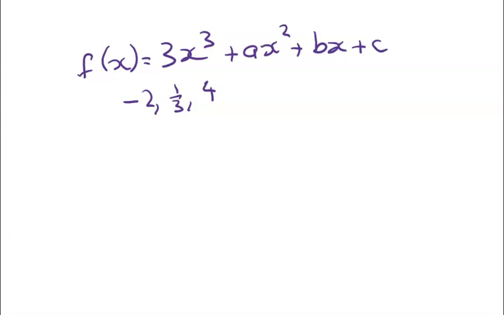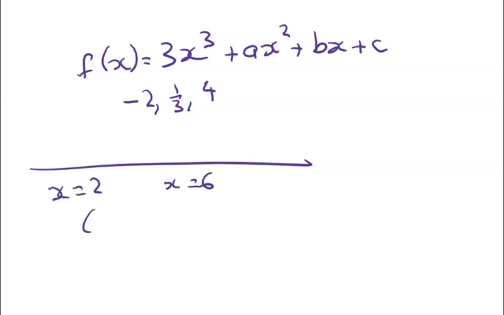So if you think back to when we did this with quadratics, if I told you that the roots of a quadratic were x equals 2 and x equals 6, we would go ahead and write x minus 2, x minus 6 is equal to 0, right? And then we would expand from there. And it's the same idea here exactly.